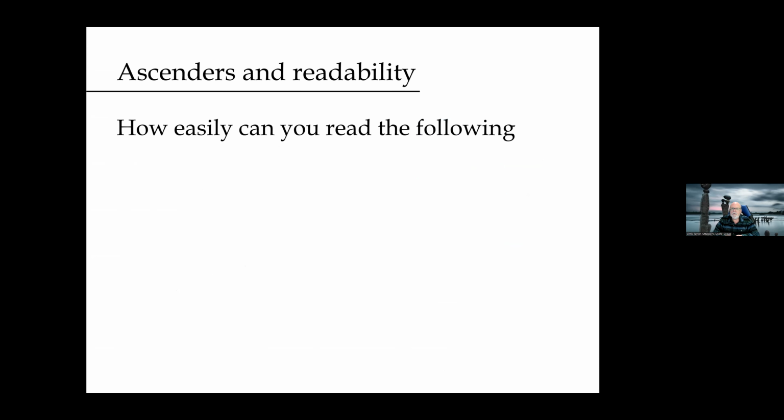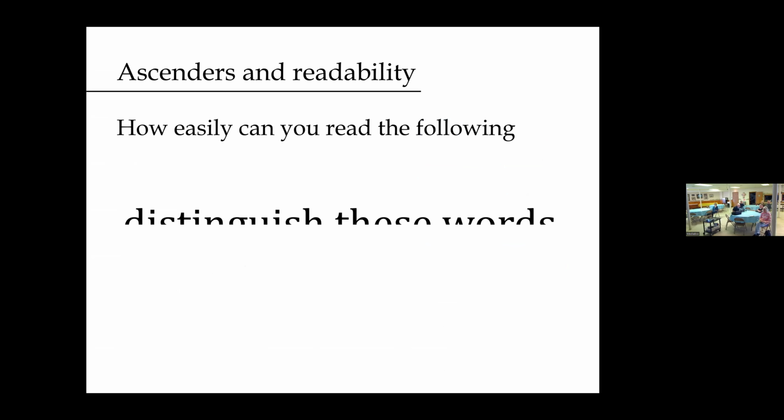Okay, so ascenders and readability: we get an awful lot of information from the ascenders in characters. I'm going to display something here, so take a quick look and see how easily you can read the following line of text when you only see half of it. Okay, now distinguish these words. Yep, but was it easier to actually read this instead? Yeah, I think so.